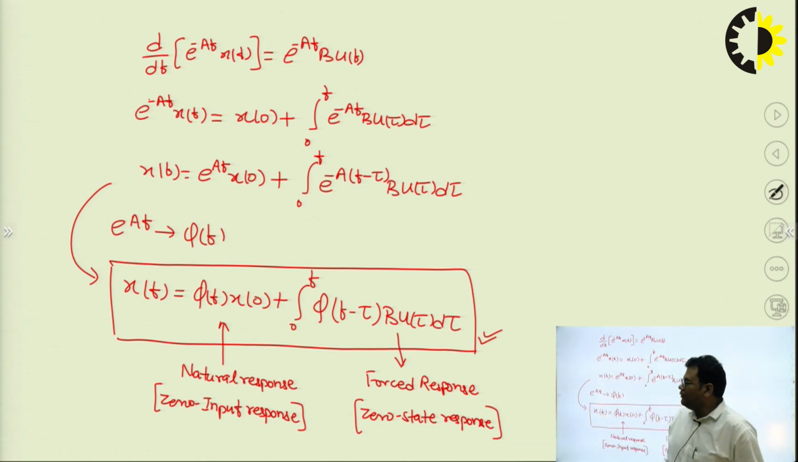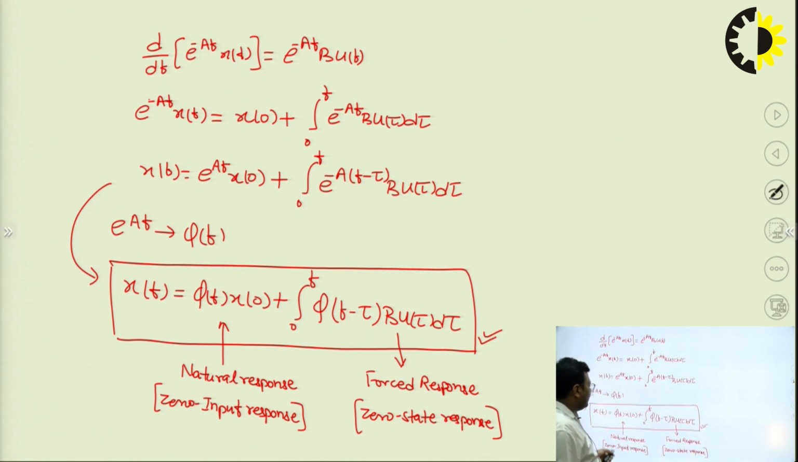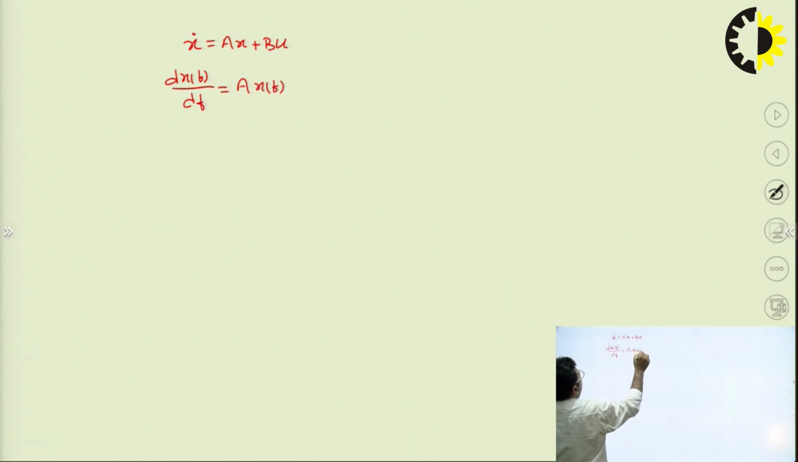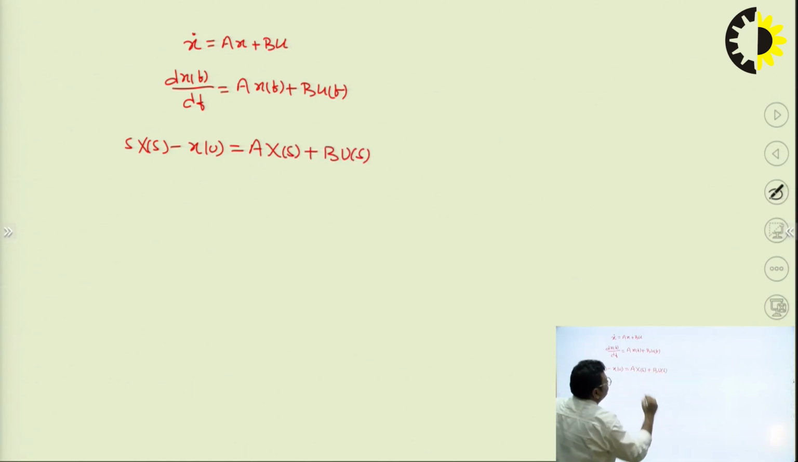The same solution we can find by using the Laplace transform method, okay? So second, we will see how we can find this solution by using the Laplace transform, okay? So we have the state equation x dot is equal to ax plus bu, or we can write it as derivative of xt is equal to axt plus but, right? If I take the Laplace of this, it can be written as s into xs minus x0 is equal to a into xs plus b into u of s.